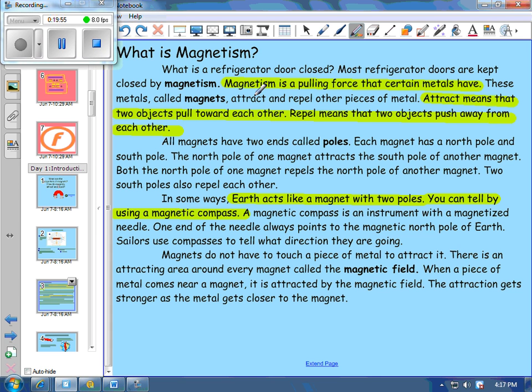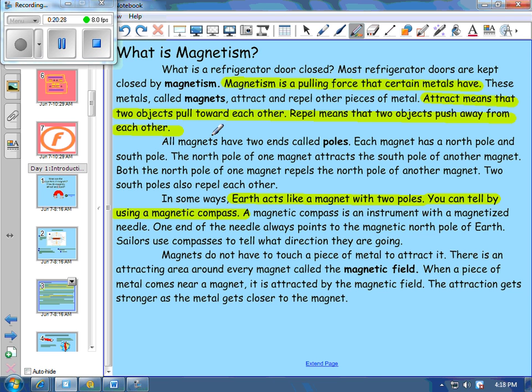What is magnetism? So what keeps a refrigerator door closed? Most refrigerator doors are kept closed by magnetism. Magnetism is a pulling force that certain metals have. So everything highlighted in yellow is what you need to write down. These metals, called magnets, attract and repel other pieces of metal. Attract means that two objects pull toward each other. Repel means that two objects push away from each other.